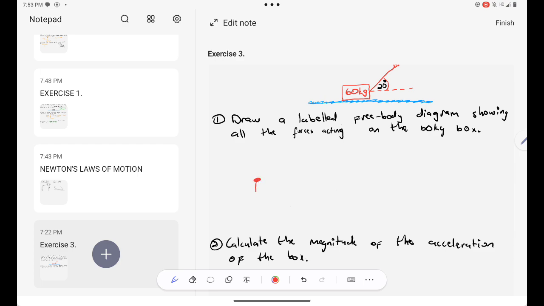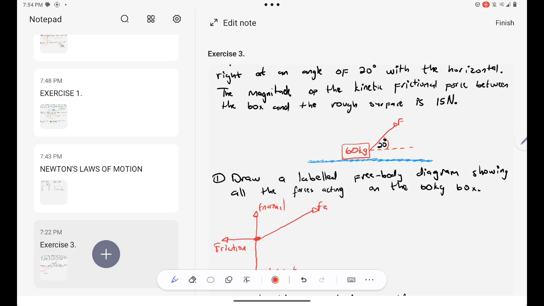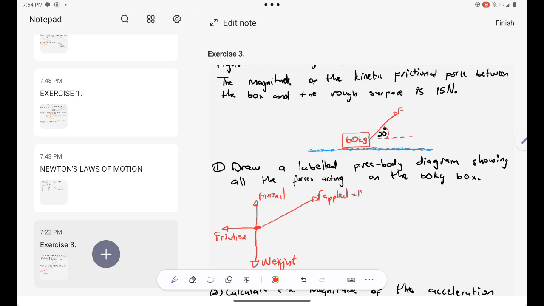Our box is in the universe, so it will experience gravitational force. It will experience the weight, and our box is also on top of a surface. It will also experience normal force. We do have our frictional force, which opposes the motion. So I'll simply say friction over here, and then we do have our applied force, which is applied at an angle. F applied, which is just equal to 150 newtons. You can indicate the angle if you want to, 20 degrees.